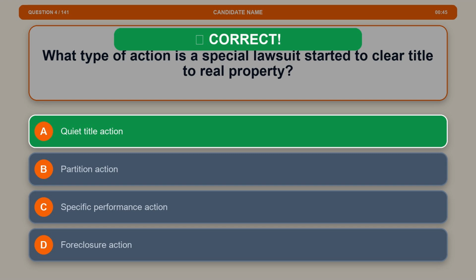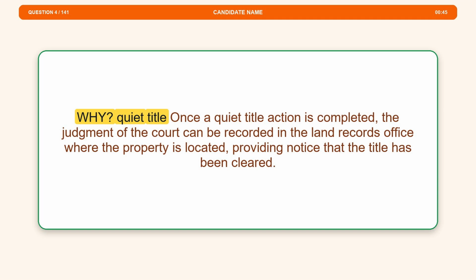The correct answer is option A. Once a quiet title action is completed, the judgment of the court can be recorded in the land records office where the property is located, providing notice that the title has been cleared.